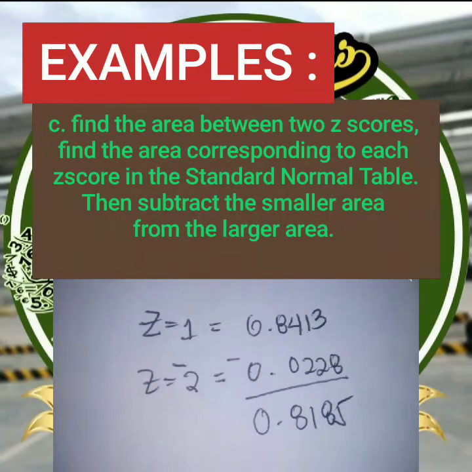Find the area corresponding to each z-score in the standard normal table. Then subtract the smaller area from the larger area. So we have here the area to the left of z, which is equal to 1, and the area is 0.8413, and our second z-score is negative 2, which is equal to 0.0228. And when we subtract this, the answer is 0.8185.